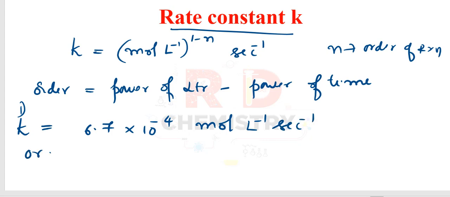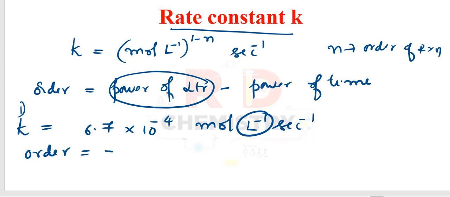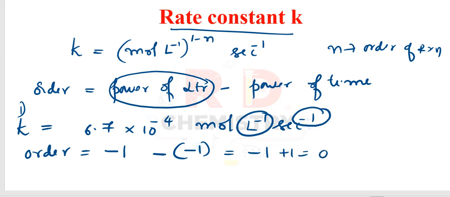I want to find out the order. Order is equal to the power of the liter. Liter is here. How much is it? Minus 1. Minus of the power of the time. Time is in terms of seconds, so it is minus 1. So minus of minus becomes plus 1, which is equal to 0. So the order of the reaction is equal to 0.